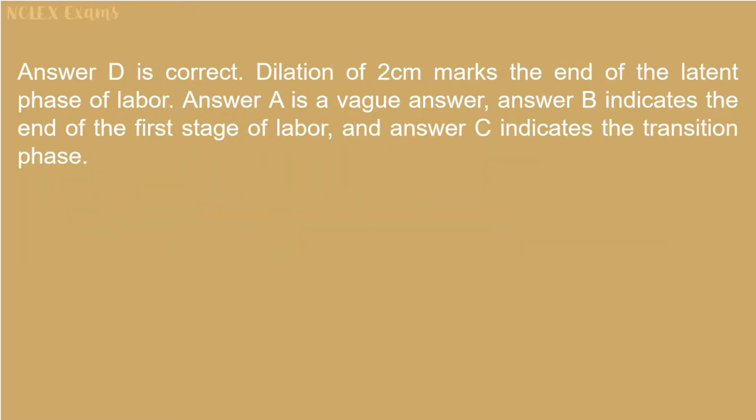Answer D is correct. Dilation of 2 centimeters marks the end of the latent phase of labor. Answer A is a vague answer. Answer B indicates the end of the first stage of labor, and answer C indicates the transition phase.